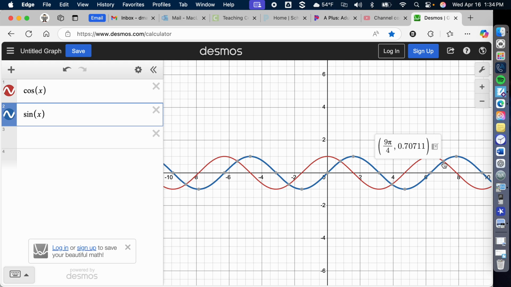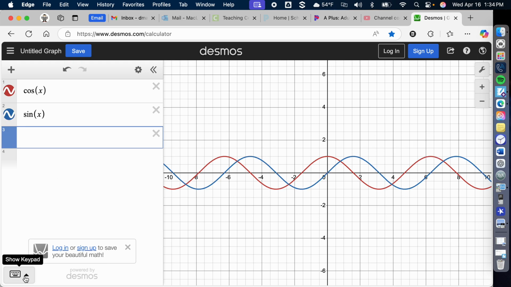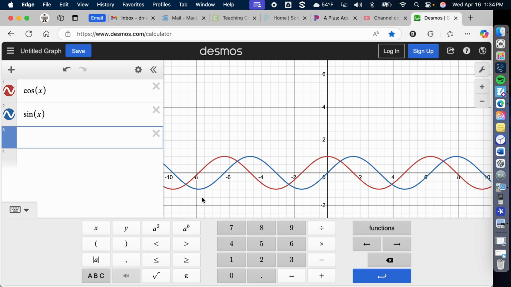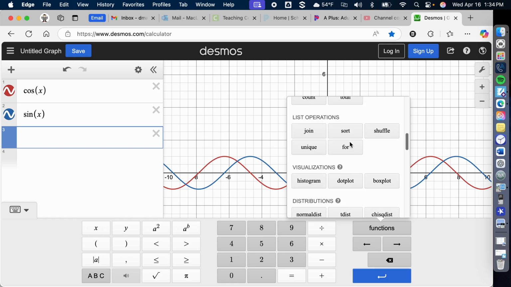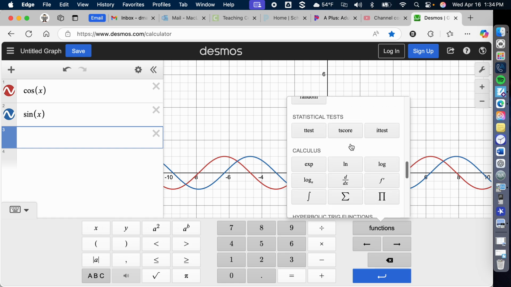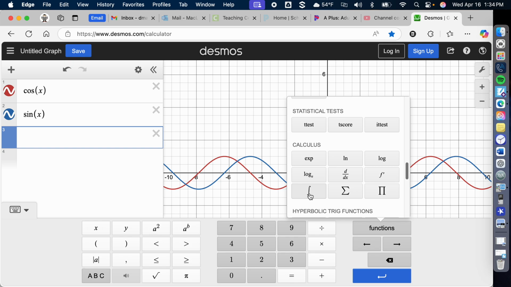And if I'm going to integrate them, I need to click on the keyboard icon on the bottom. Now, there's obviously no integral here because it's not used that often. A majority of everybody that uses this doesn't use the calc part. So we have to click on functions. And this is where everything that's built into Desmos you can click on. And we'll just scroll down until we get to the calc portion, which is integral.